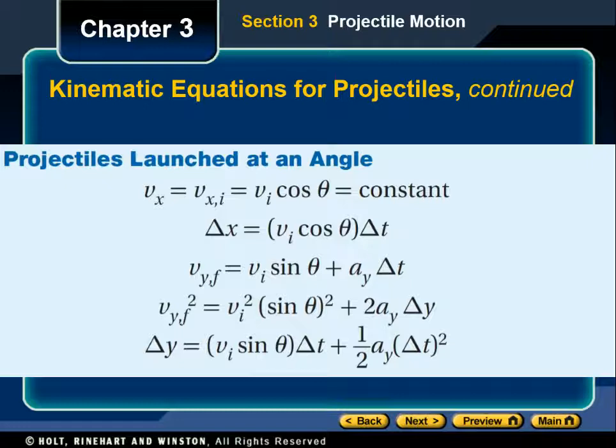As we have seen, the velocity of a projectile launched at an angle to the ground has both horizontal and vertical components. This vertical motion is similar to that of an object that has been thrown straight up with an initial velocity.